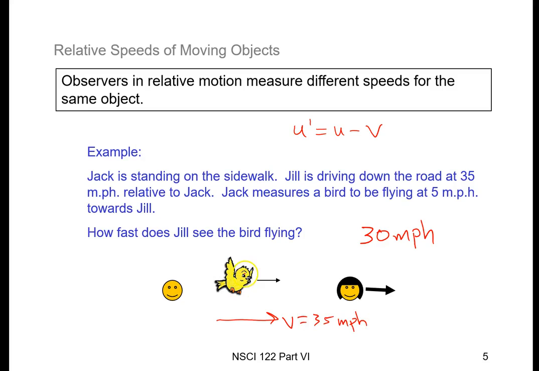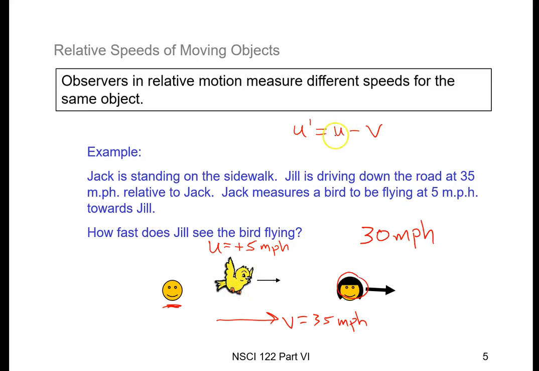U is going to be the velocity of the bird measured by Jack. So U is going to be plus 5 miles per hour. Now, the reason I'm emphasizing the plus is that plus means to the right for the observer. A minus sign would mean to the left. That's why I'm calling these velocities, because they have not just speed information, but also direction. Okay, U prime is going to be the velocity of the bird measured by Jill.